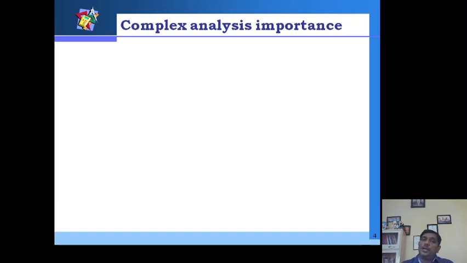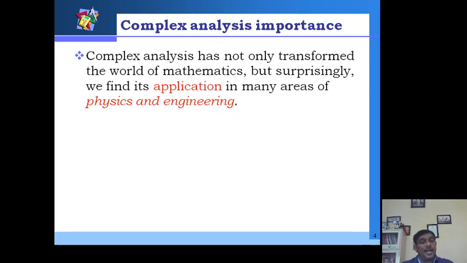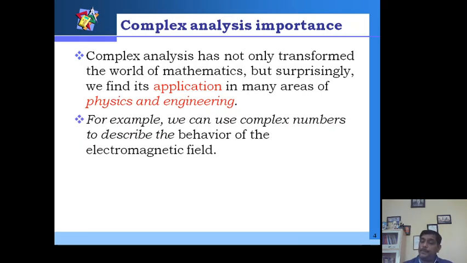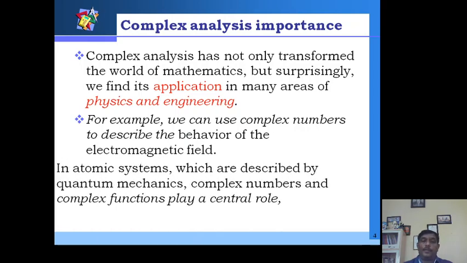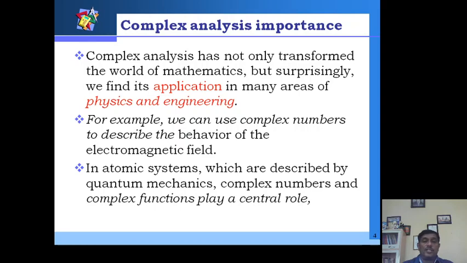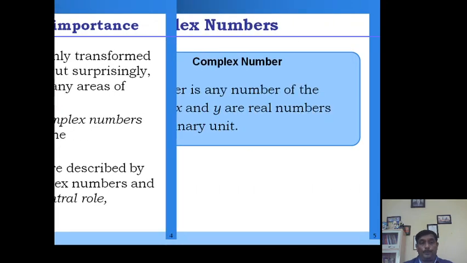Now we will discuss the importance of complex analysis. Complex analysis has not only transformed the world of mathematics, but surprisingly, we find many applications in many areas of physics and engineering. For example, we can use complex numbers to describe the behavior of the electromagnetic field. In atomic systems, which are described by quantum mechanics, complex numbers and complex functions play a central role.